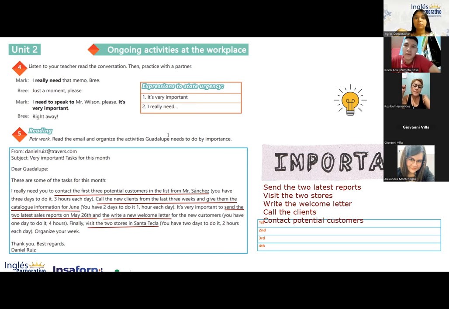Teacher. Pronunciation de catálogo. Catalog. Yes, catalog. Los catálogos, los catalogs. Okay. Very good. Pronunciation, teacher, de customer. Oh yeah, customers. Customers. Customers is the same as user. Those are synonyms. Yes. So customers, clients, users. Son la misma palabra. Es el mismo significado. Those are synonyms. Son sinónimos. Ah, okay. Thank you. Yeah, perfect.